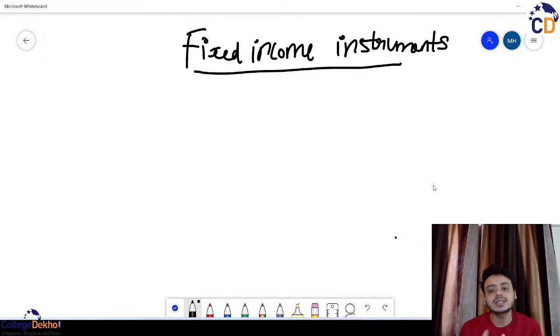But certainly the fixed income instruments should also be a part of your portfolio. So firstly, let's try to understand why these fixed income instruments, be it your bonds, your debentures, certificates of deposit, commercial papers, treasury bills, treasury notes, fixed deposits, treasury bonds, should be a part of your portfolio.